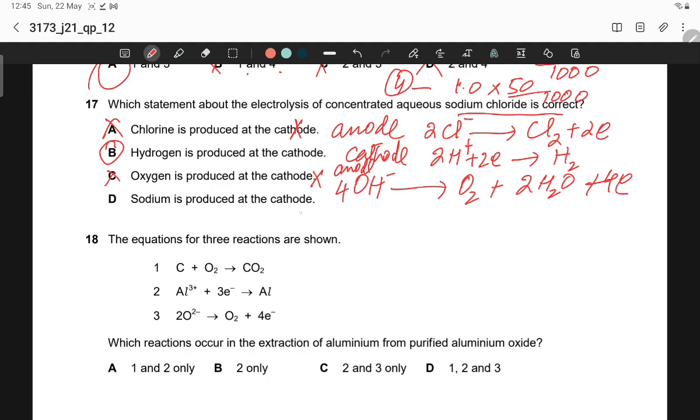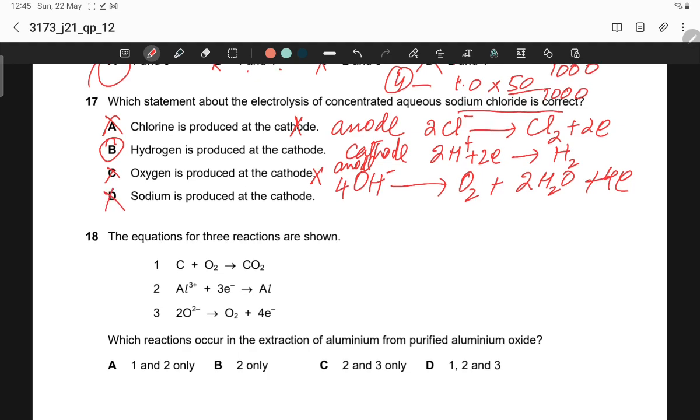Sodium is produced at the cathode. Sodium does not discharge at cathode because hydrogen is lower in the reactivity series than sodium, so there is preferential discharge of hydrogen ion at cathode, so this is also incorrect.